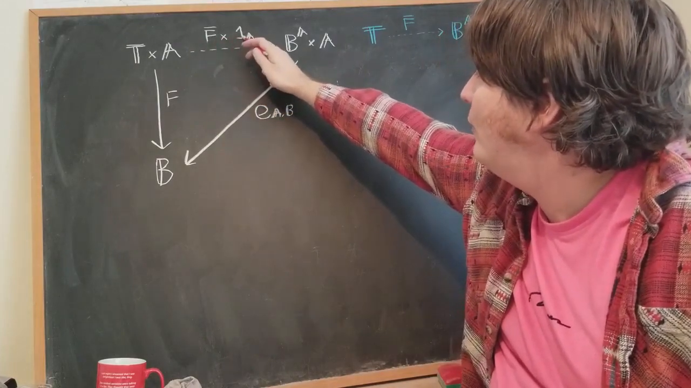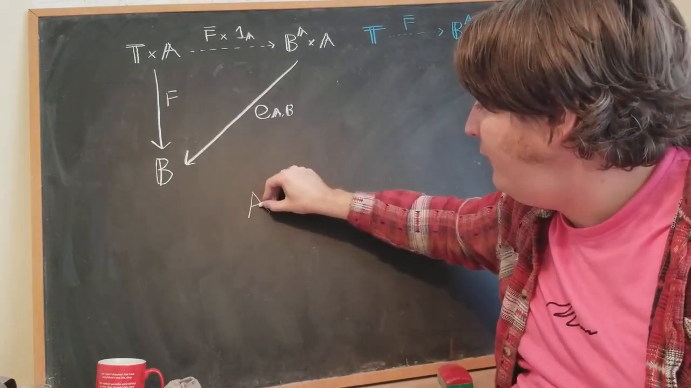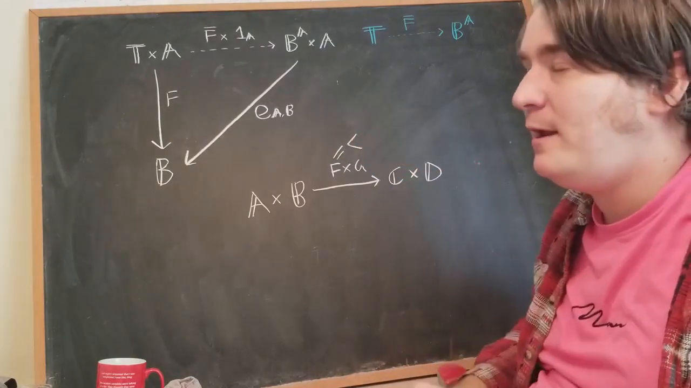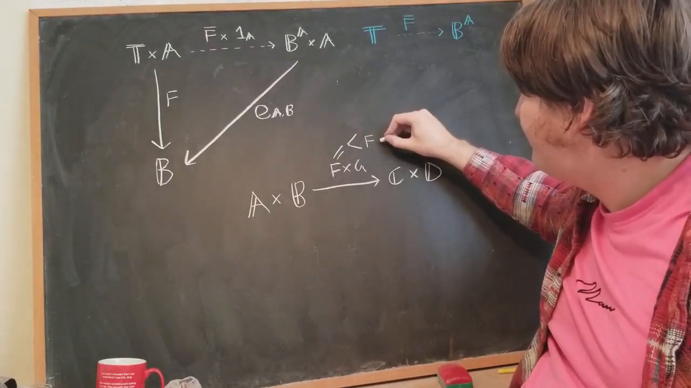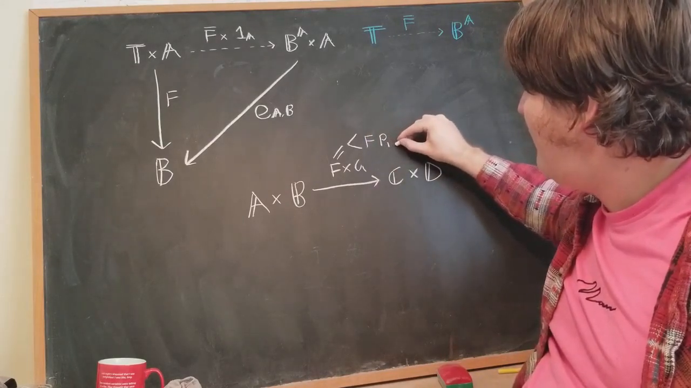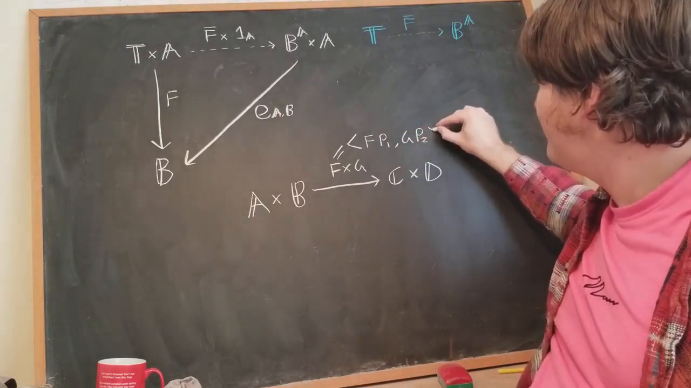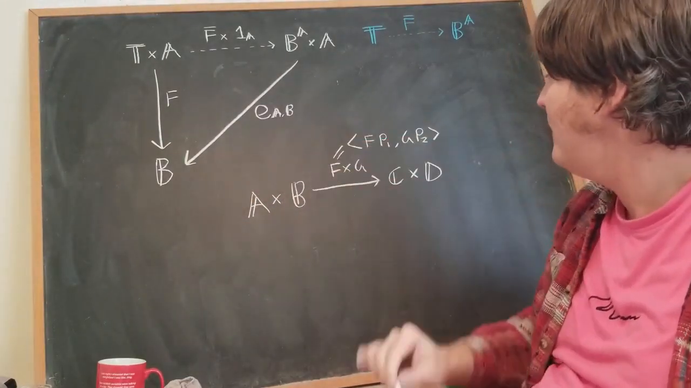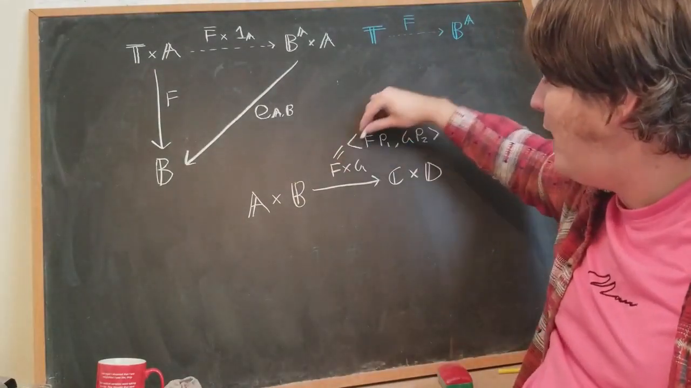F bar times 1A. Well, in general, in Cat, when we have an object like this, we can always rewrite this kind of arrow using this kind of angle bracket notation as ⟨F P1, G P2⟩, where these P's are the projections from this product here. So if you ever get confused, remember that we can always just make this kind of substitution.